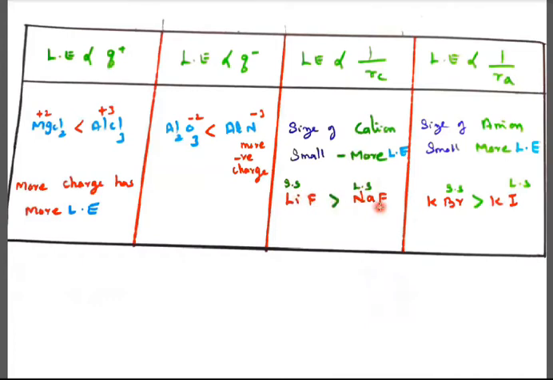Now let us see that lattice energy is inversely proportional to the radius of the anion. If the anion is small in size, there is more lattice energy. For example, KBr and KI. The cation is common: potassium is the cation. But Br- and I- are the anions. Comparing bromine and iodine, iodine is large and bromine is small. So if the anion is small, it has a high lattice energy.